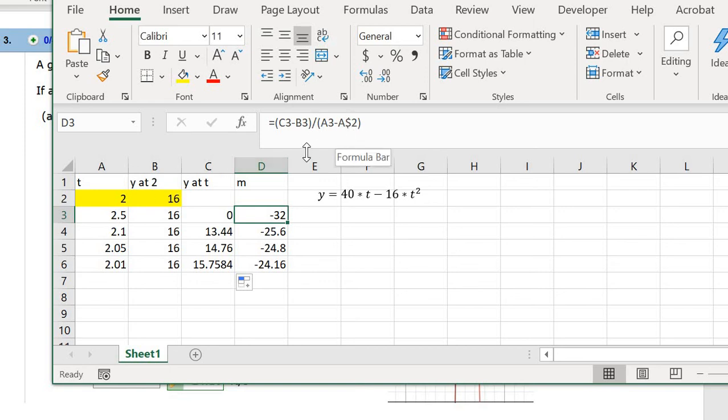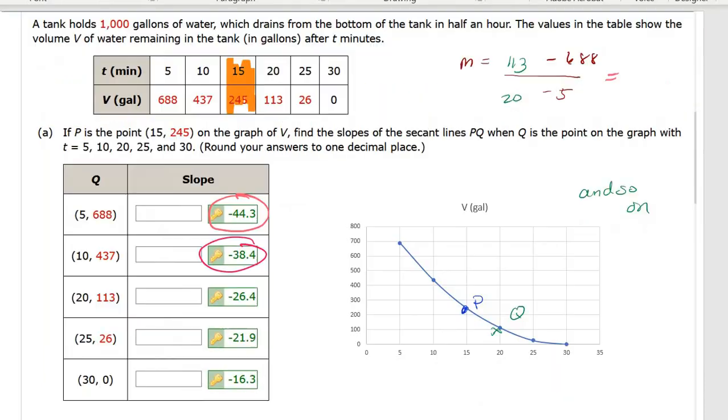And my x1 never changes. If I don't want something to change when I scroll it, I just put a dollar sign. So I don't want the 2 to change because that's my P. The P is always the same, kind of like what I did in the previous problem. But there, just to remind you, I was just changing the Q's and the P stayed the same.